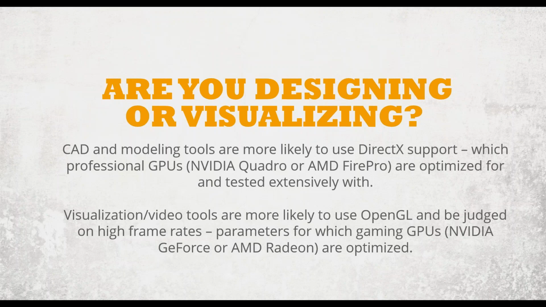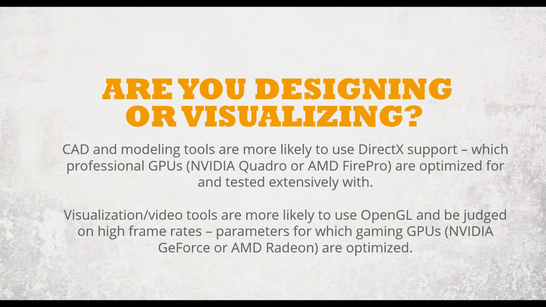Well, the answer to that question is, what are you doing on your computer? If you're a CAD user and you're modeling buildings or parts or doing 2D annotation in AutoCAD, then that tool is much more likely to run on a Windows-specific workstation. It's much more likely to use DirectX for its driver protocols. Therefore, it's much more likely that you would want a professional GPU. So in NVIDIA parlance, they call that a Quadro. And in AMD parlance, they call that a FirePro. The reason is because these are optimized for and tested extensively with CAD applications.